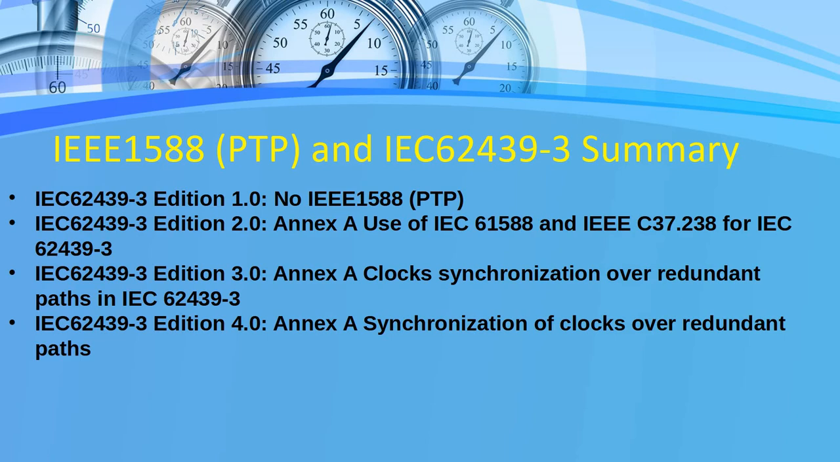The next version is edition 3.0. In the 3.0 Annex A, the whole chapter introduces clock synchronization over redundant paths in IEC 62439-3. And the next version is edition 4.0. In Annex A, there is the content about synchronization of clock over redundant paths.